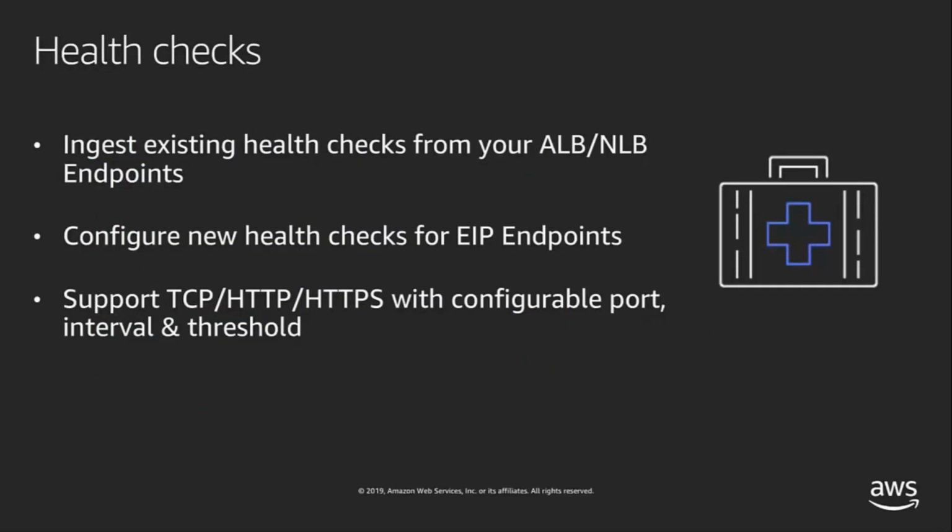Health checks. I mentioned before, we ingest health checks that you previously created on Route 53 from your ALB and NLB endpoints. You can configure new health checks for Elastic IP endpoints, and we support any health check that is TCP, HTTP, or HTTPS, but you can configure the port, the interval, and threshold. I think the minimum interval today is 10 seconds.